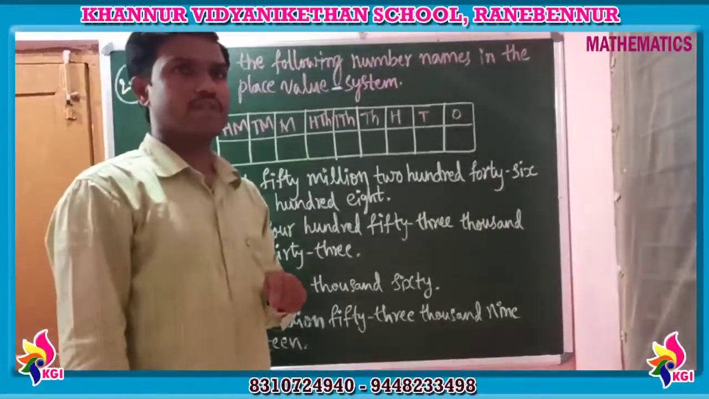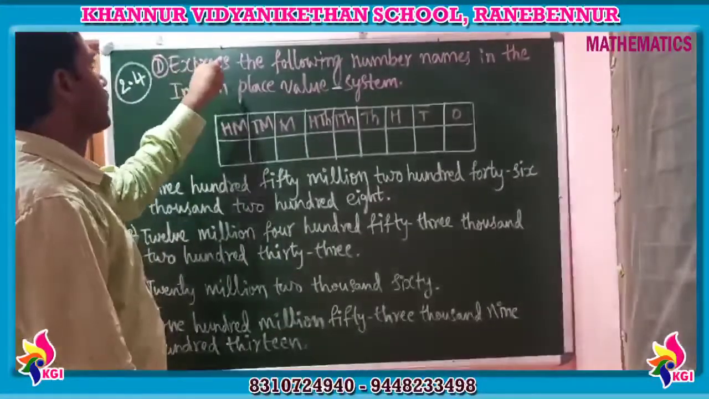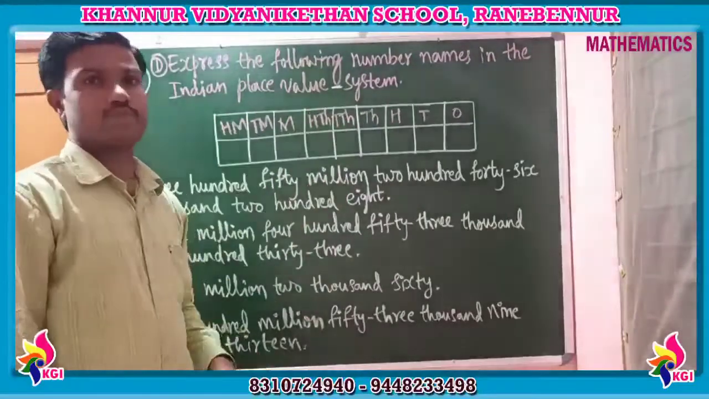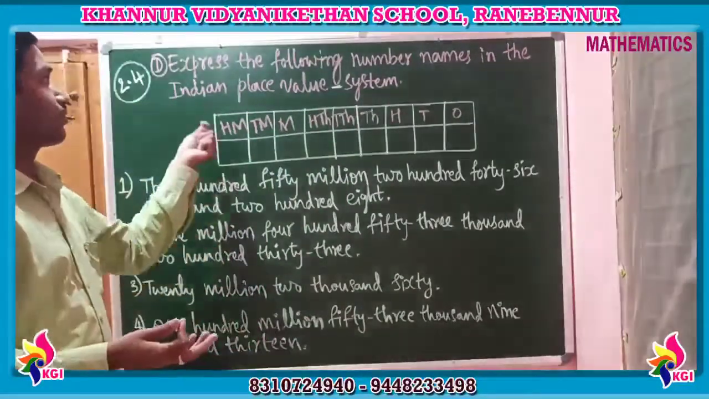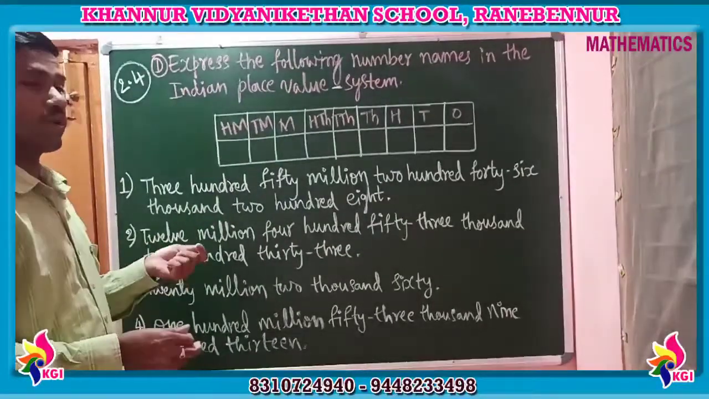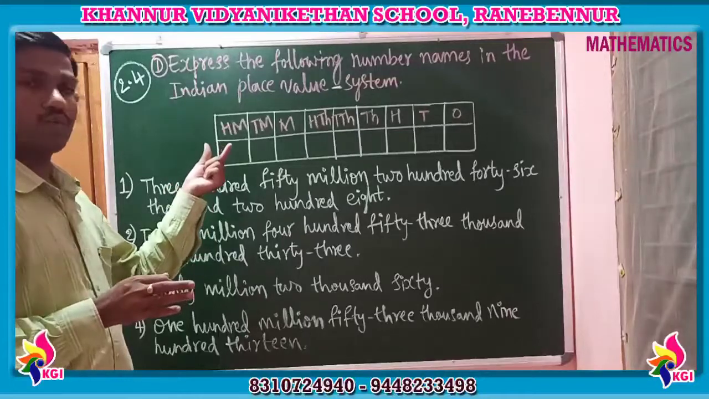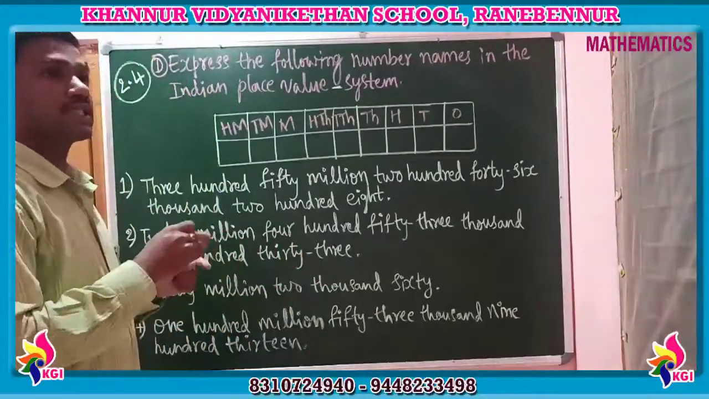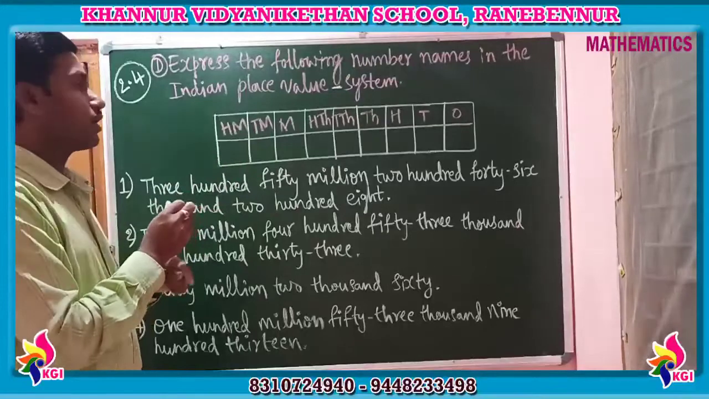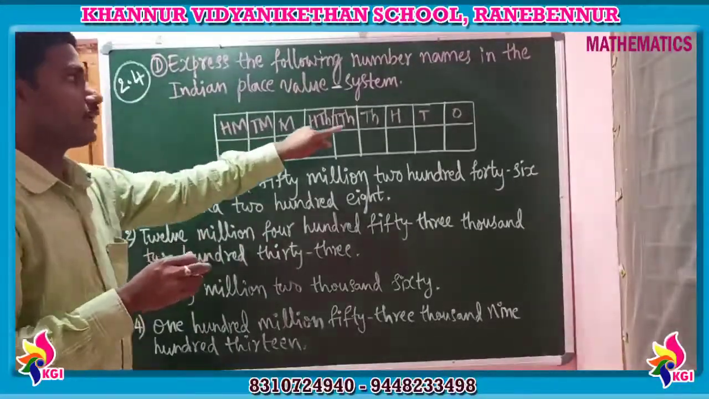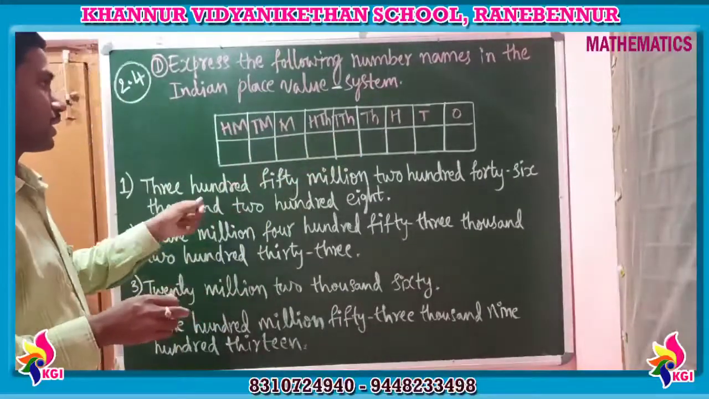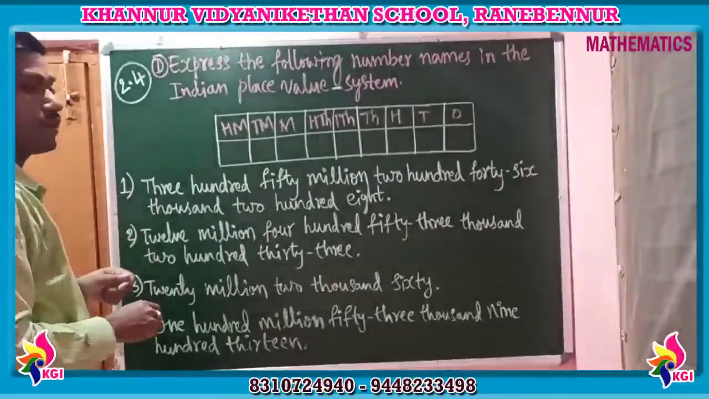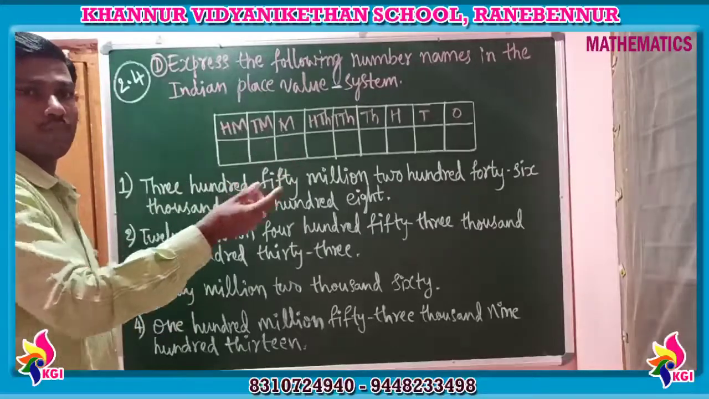Okay, kids, this is your exercise 2.4 D main. It is the last main of this exercise 2.4. Here they are asking, express the following number names in the Indian place value system. In the previous main, we discussed the international place value system using the Indian place value chart. Here we are using the international place value chart and writing the numeral forms. Four number names are given. One by one we will read and write their numeral forms.